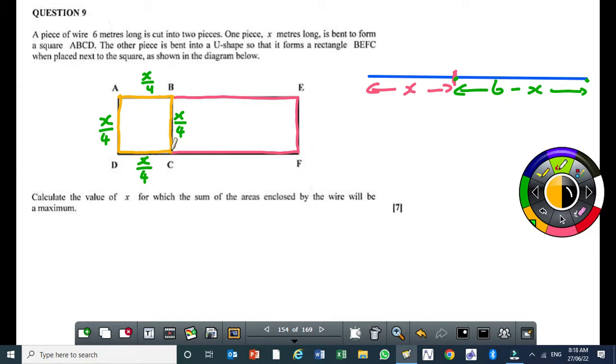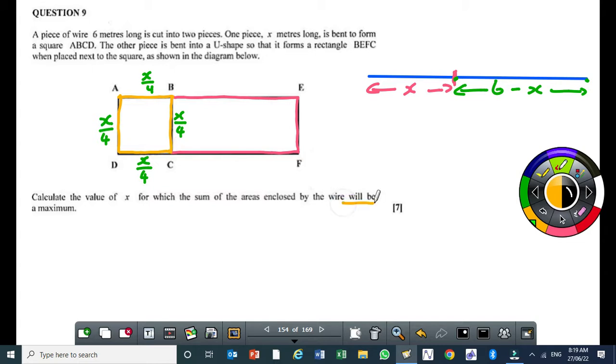So the perimeter of the rectangle, excluding BC, is going to be 6 minus what? X. So this whole length, which is in red, or purple, whichever color you can consider it to be, that's 6 minus what? X. Are you following that? Then the question now says calculate the value of x for which the sum of the areas enclosed by the wire will be a maximum.